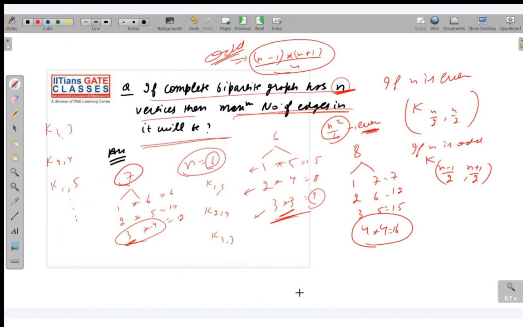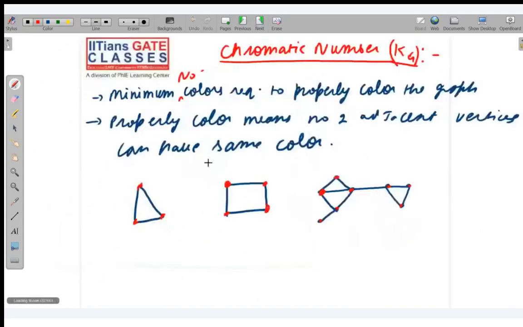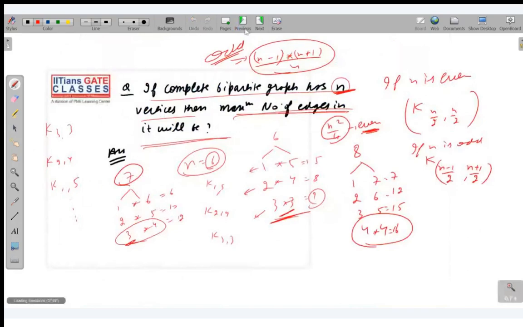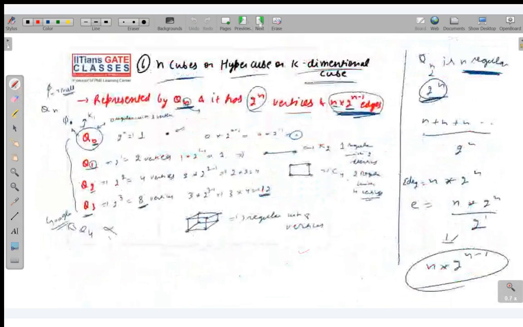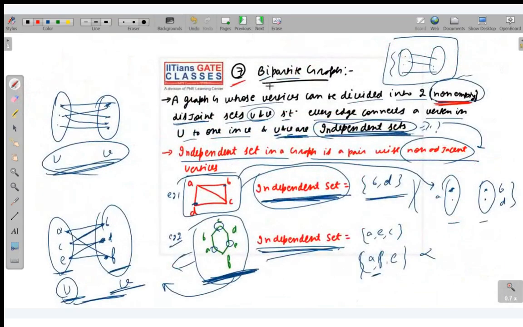Done, sir. Okay. Next, chromatic number. I am introducing a term. After introducing the term, we will study the chromatic number of all the graphs, like null graph, cycle graph, regular graph, wheel graph, hypercubes, and bipartite. So I have done till here. We have completed all the types of graphs. In total we have studied, I think, 7 types of graph. Bipartite and complete bipartite you can consider as one only, since complete bipartite is a subset of bipartite.